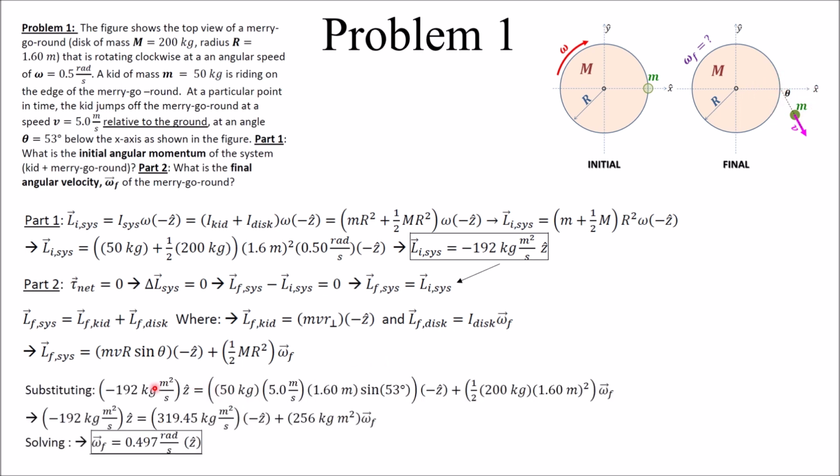And so we can substitute in our numbers here. We get the negative 192 from part one that we can plug in here, and we get the 50 and the 5 and the angle that we plug in, and we will eventually get to a final angular velocity of 0.497 radians per second. And so that is problem one.